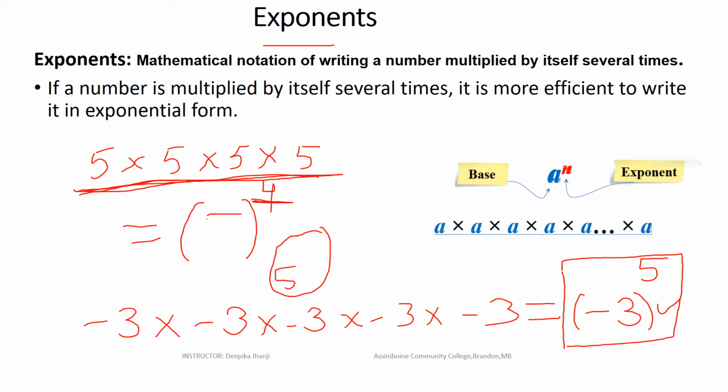In this notation, in the standard form, the number being multiplied by itself is denoted by A and how many times it is being multiplied is denoted by N. Then the exponential form is A raised to power N, where A is called the base and N is called the exponent, which means A is being multiplied by itself N times.